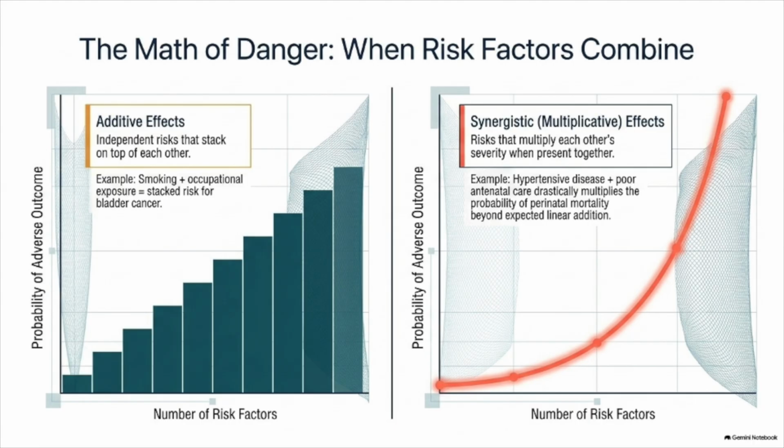When risk factors combine, the math of danger becomes important to understand. Additive effects occur when independent risks stack on top of each other. For example, smoking plus occupational exposure, creating a stacked risk for bladder cancer. Synergistic or multiplicative effects occur when risks multiply each other's severity when present together. For example, hypertensive disease combined with poor antenatal care drastically multiplies the probability of perinatal mortality far beyond what simple addition would predict.